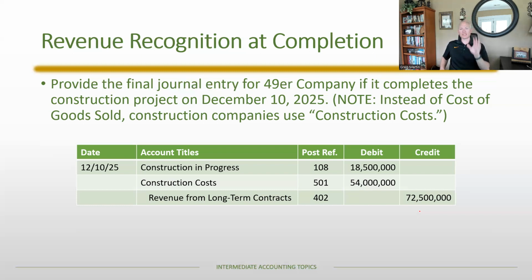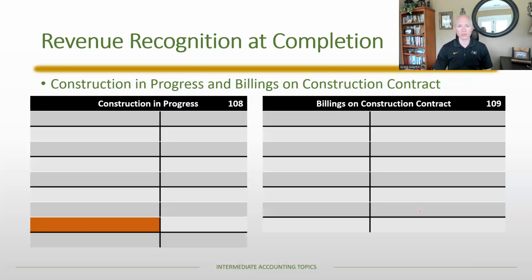But just understand the CIP account is really meant to capture two things, costs and profits. When you wait to recognize revenue at the completion, it's going to only be costs until the very end, and then it will also include profits. All right. So looking at the T accounts, I think does help.